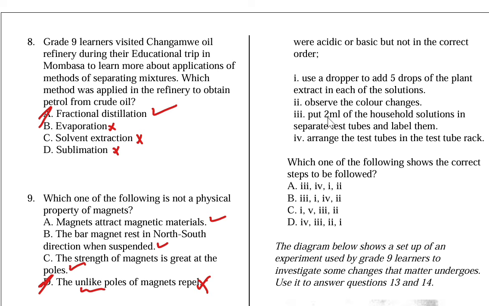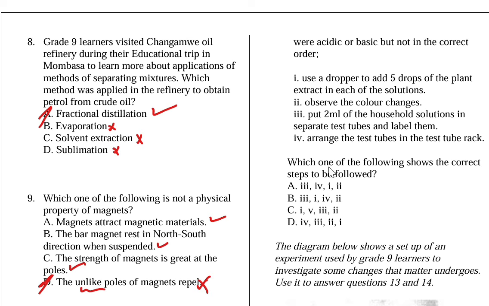Roman 3, put 2 milliliters of the household solutions in separate test tubes and label them. Roman 4, arrange the test tubes in the test tube rack. So each one of the following shows the correct steps to be followed.